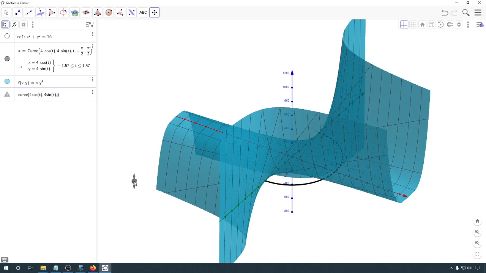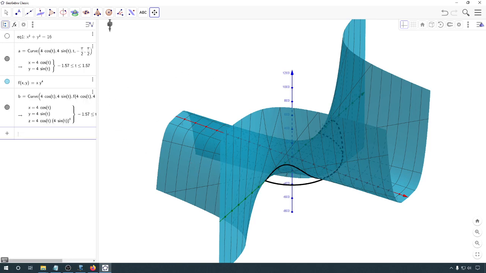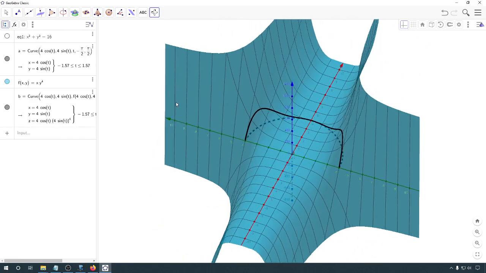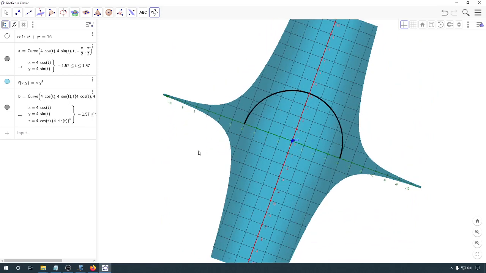Now I'm going to go ahead and put in my z value, which is the function value at those points. So f of 4 cosine t, 4 sine t. Those are the x and y that are going into my function, and they'll give me my z value. And I'm just going to use the same parameter for my curve. And that will give me this curve here, that's really just the points on the surface that are above the semicircle.